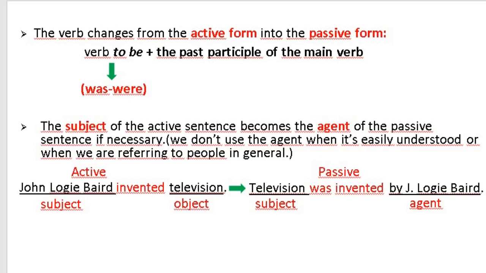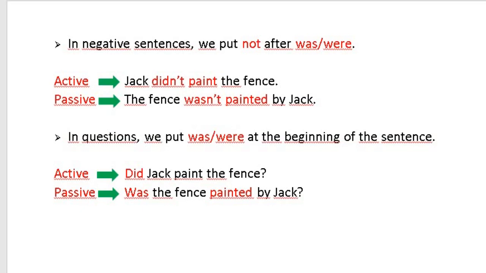So simply, when we want to talk about a completed action in the past, we use past passive voice, which is was, were plus the past participle of the main verb. In negative sentences, we put not after was, were.